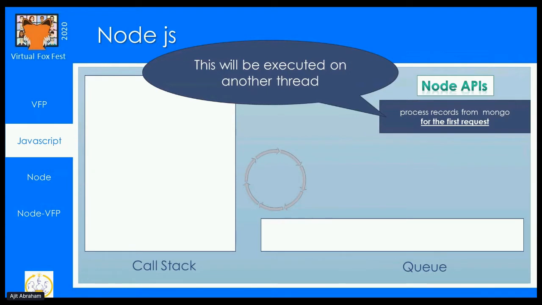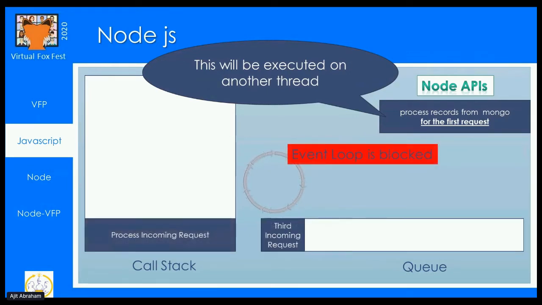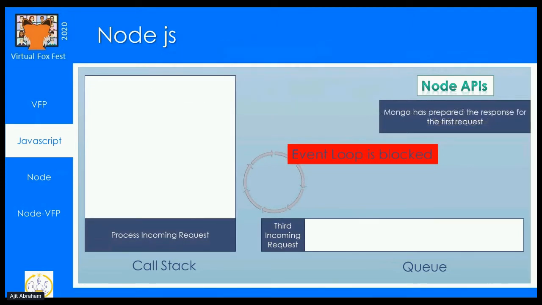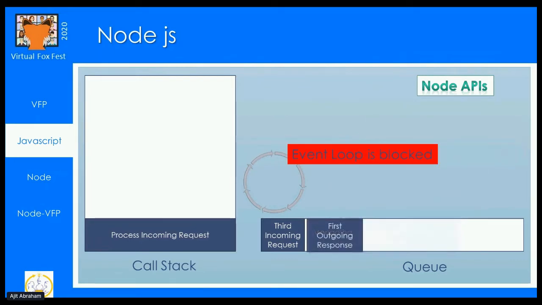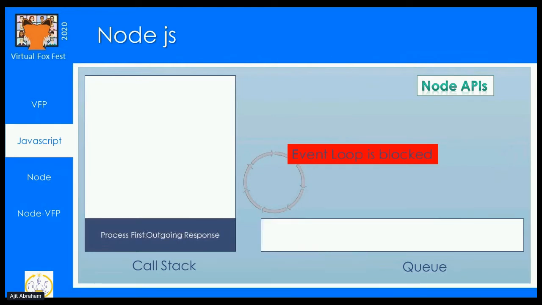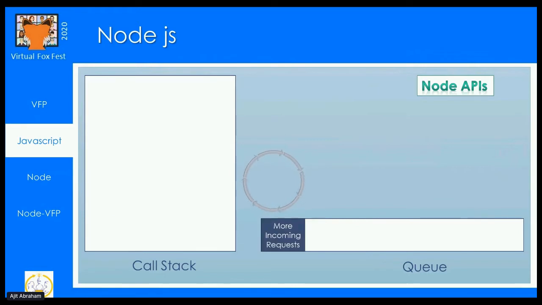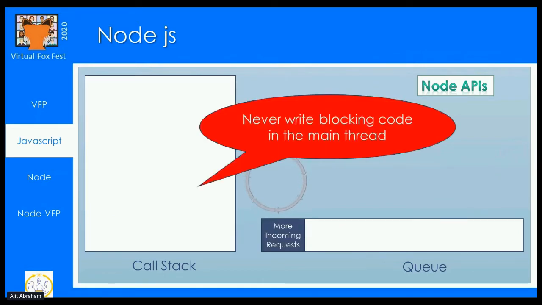In the meantime, I get some more requests. Those requests will be loaded in the call stack, blocking the event loop. So let's assume that the MongoDB response is prepared. It will now be put in the queue, which is our first outgoing response, which will eventually be put in the call stack as and when the event loop is free, and then the response will be sent back to the user. So as Node developers, it's our responsibility that we never write blocking code in the main thread.